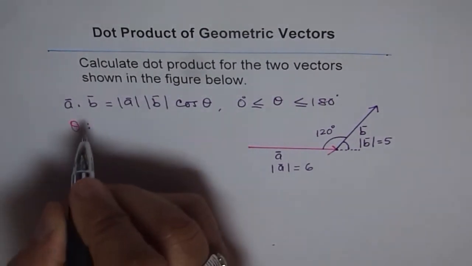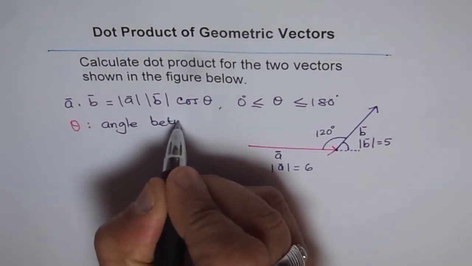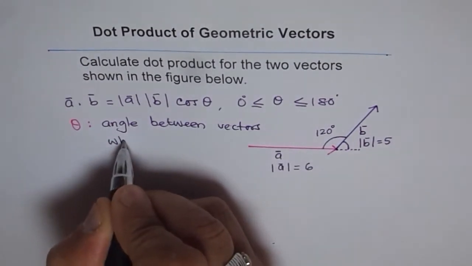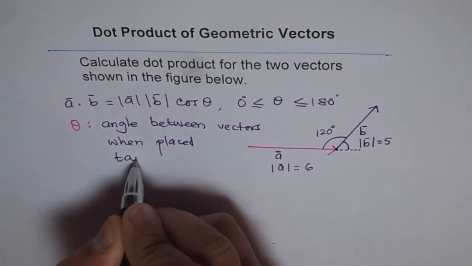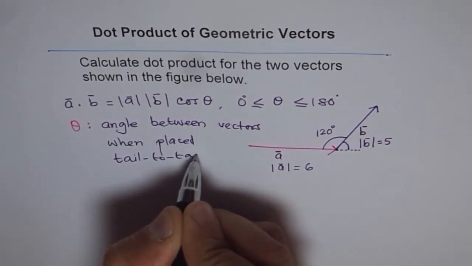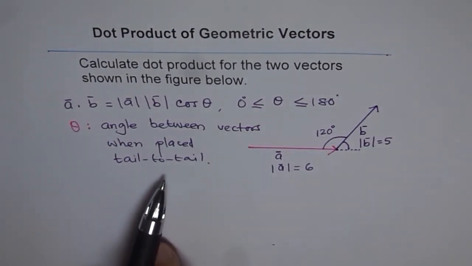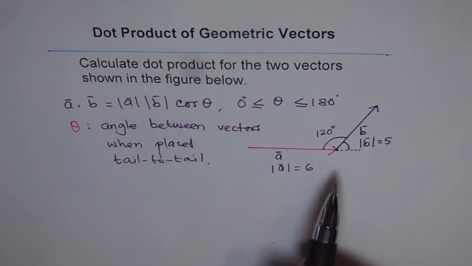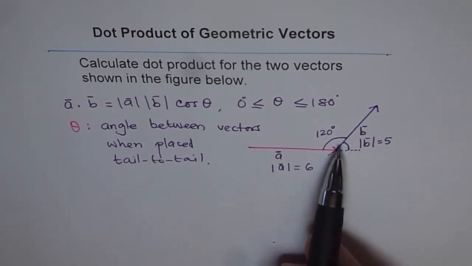So, theta is the angle between vectors when placed tail to tail. So that is kind of most important to understand. If you make a mistake here, then a simple question like this, you'll get a wrong answer, right? So when you calculate dot product, ensure that you try to figure out when you place the two vectors tail to tail, what is the angle.